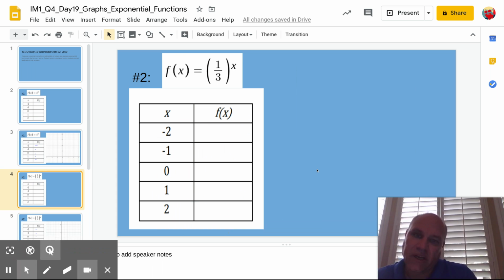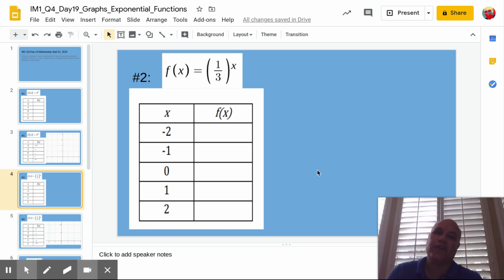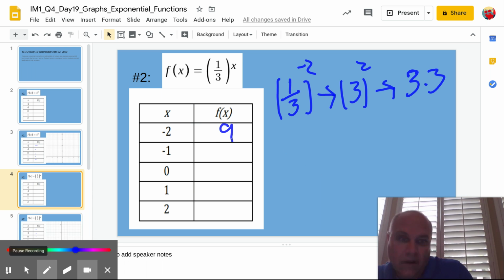All right, this function is f of x equals 1/3 to the x power. So again, our a value is 1, so we expect our y-intercept to be at 1. It's 1/3 to the x. So let's start with the harder ones. Let's start with the -2 for x. Tell me what f of x is when x is -2. Did you get 9? 1/3 to the -2nd power becomes reciprocal, 3/1, or 3 to the 2nd power, positive. 3 to the 2nd means 3 times 3, so we get 9.